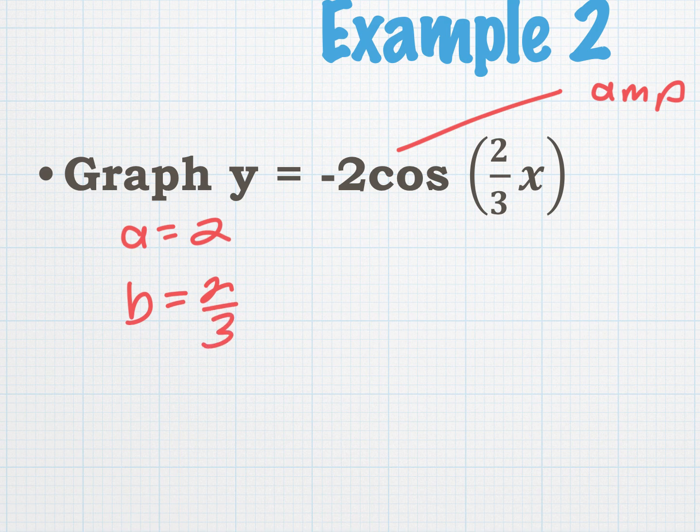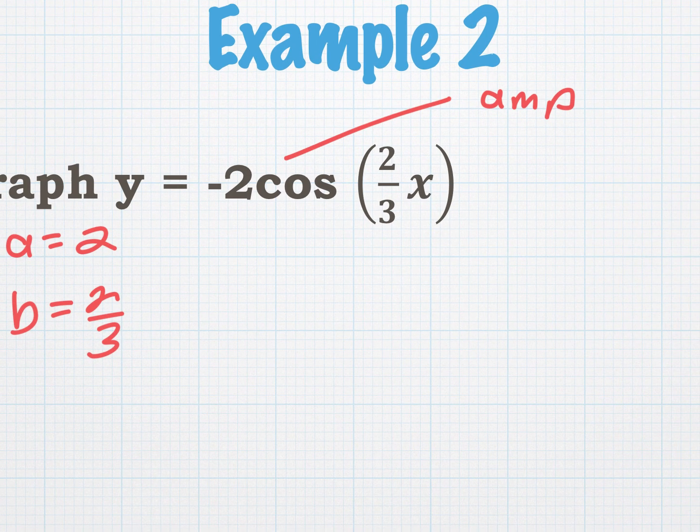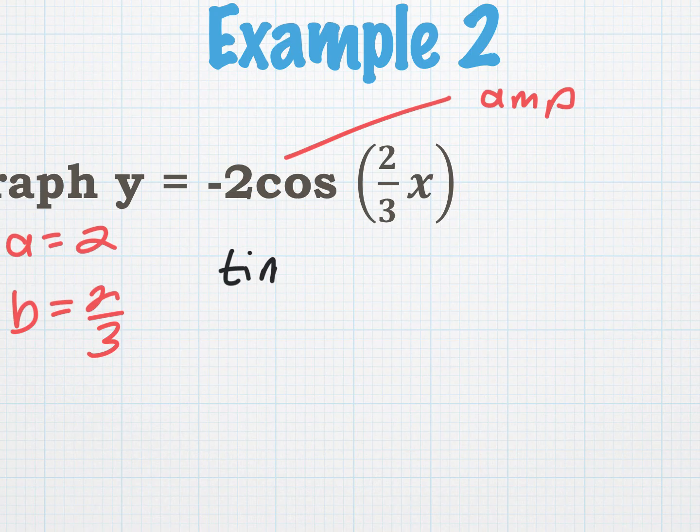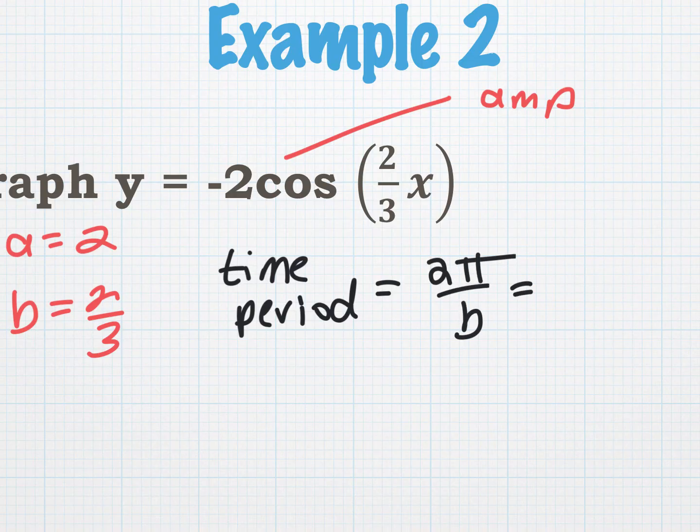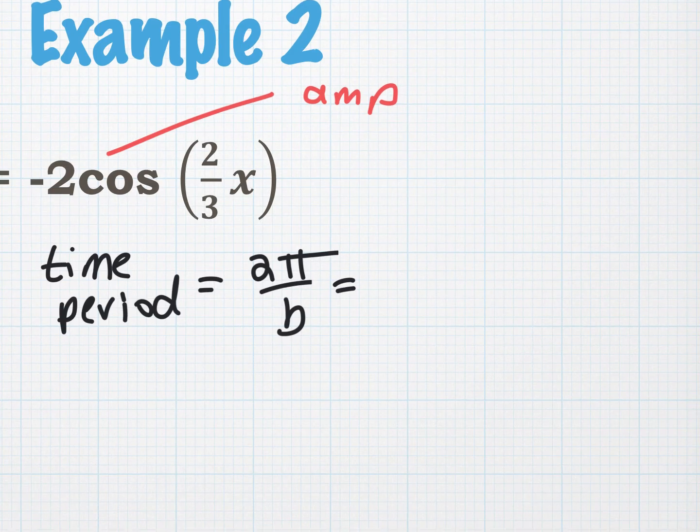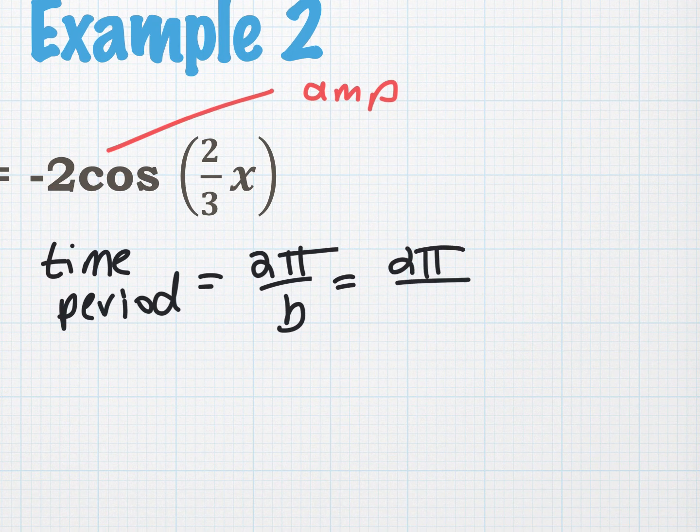2/3. Okay, why is that important? Because we have to find the time period. Once you find the time period, you can then figure out the increments that are in between. Remember, your time period is 2 pi divided by B. So I'm going to take 2 pi and divide it by what number? 2/3. All right, what does that look like, guys?